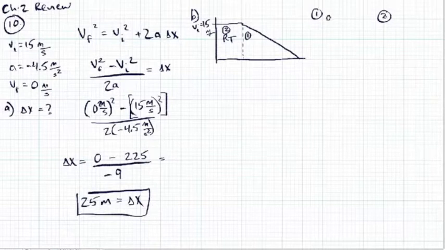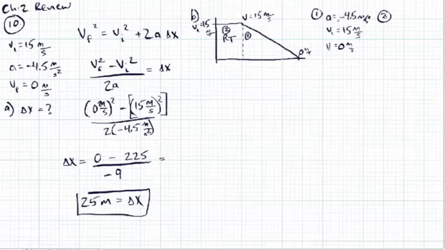Part 1, our acceleration, that's negative 4.5 meters per second squared. Our initial velocity, VI, is equal to 15 meters per second. Our final velocity, VF, sorry, our final velocity in part 1 here, is going to be 0 meters per second, because we're decelerating down to 0. This is 15 meters per second up here.